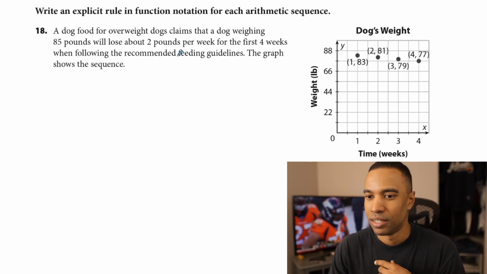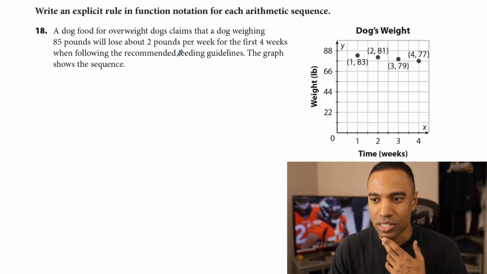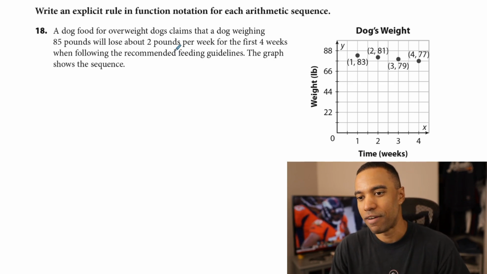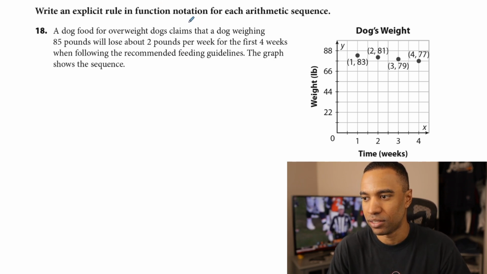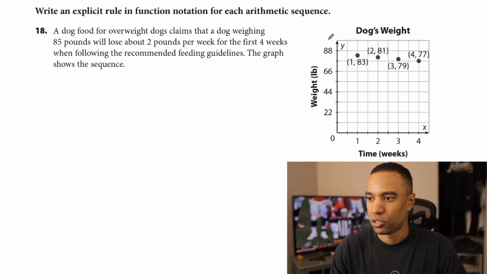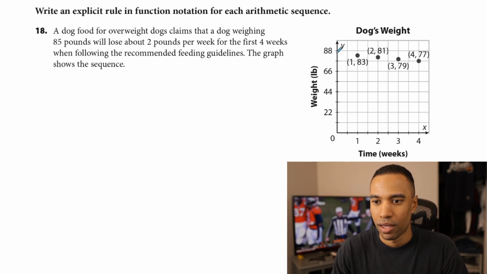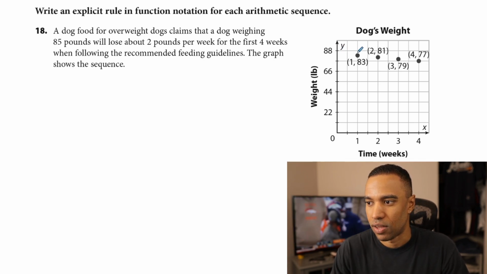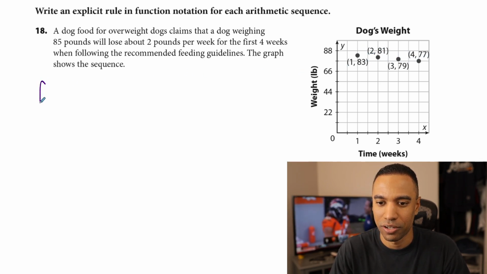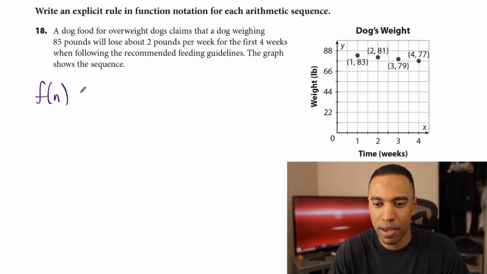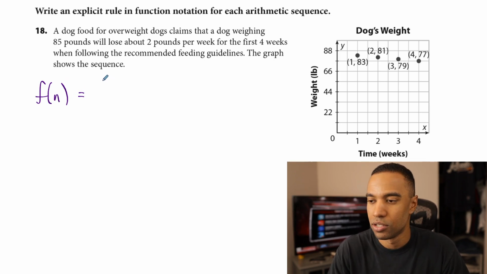Number 18, a dog food for overweight dogs claims that a dog weighing 85 pounds will lose about 2 pounds per week for the first 4 weeks. The graph shows the sequence. So after 1 week, it lost 2 pounds, so it's now 83 and 81, etc. That looks weird having the coordinate pairs on top of and below each other. Let's go ahead and do this. Losing 2 pounds each week is the common difference, starting from 83.